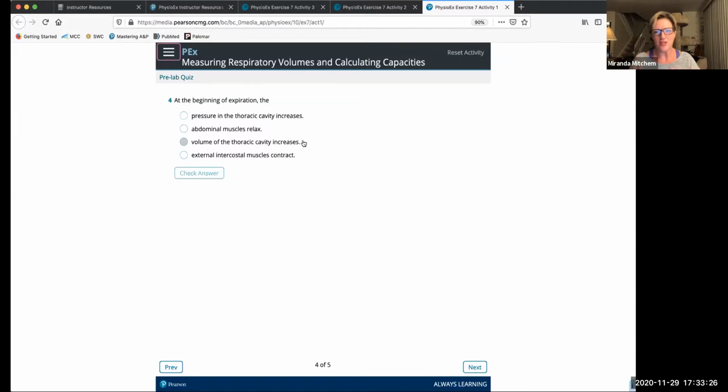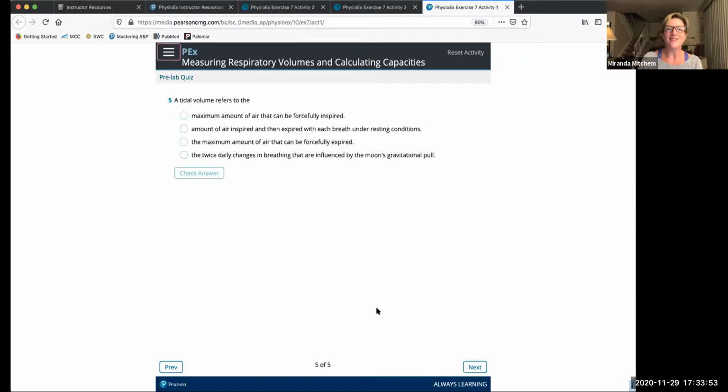So this question is related to the one that we just went over that I incorrectly selected. But that question was asking at the beginning of inspiration. This question is asking at the beginning of expiration. So at the beginning of inspiration, the volume increases in the thoracic cavity. So it's the pressure here.